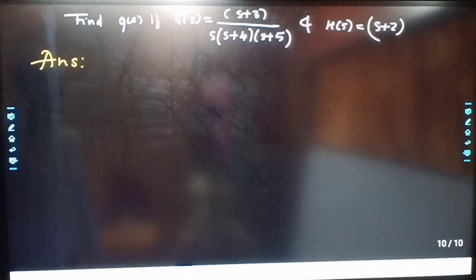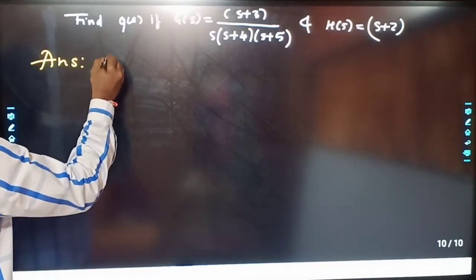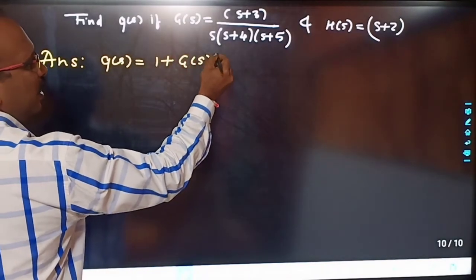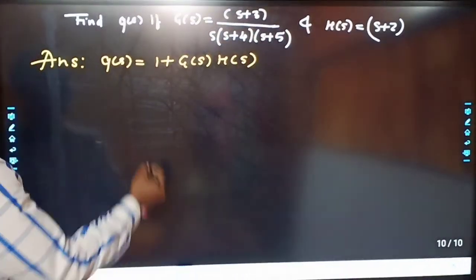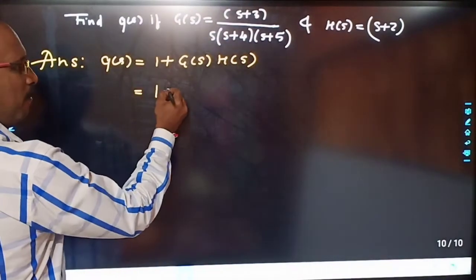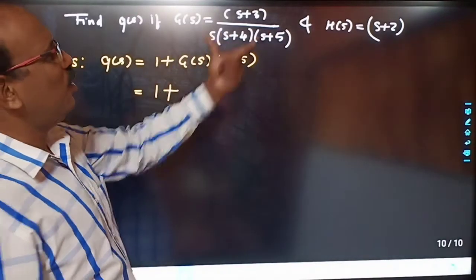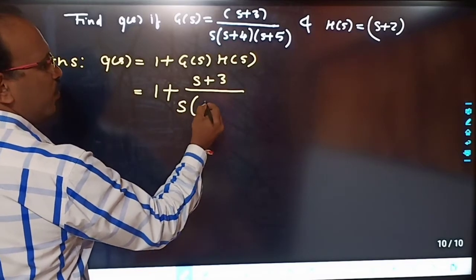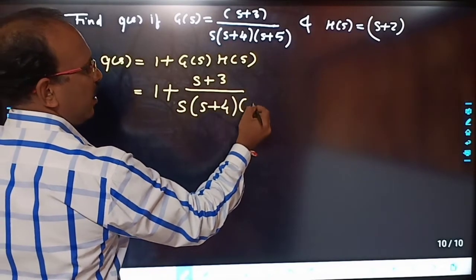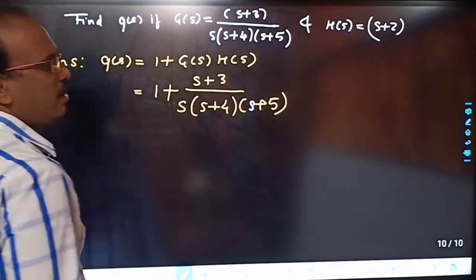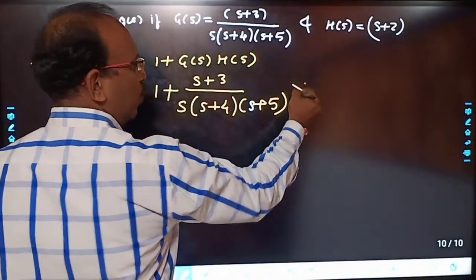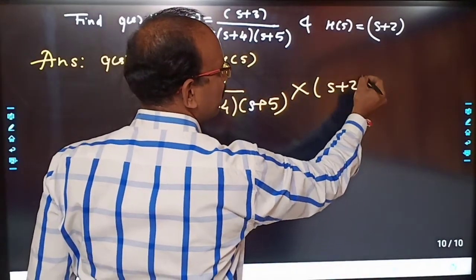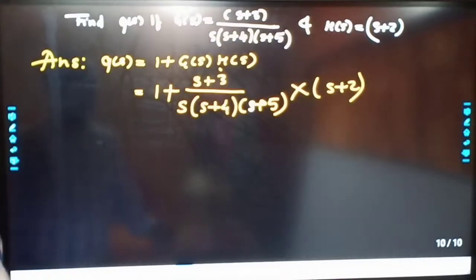So what is that? Now you know the characteristic equation: Q of S equals 1 plus G of S into H of S. So we can substitute the values: 1 plus, what is G of S? This is the G of S: S plus 3 upon S into S plus 4, S plus 5. Okay? Into, what is H of S? H of S is given. Now here H of S is not a unity feedback system. It has got some feedback. Now we have to solve this.